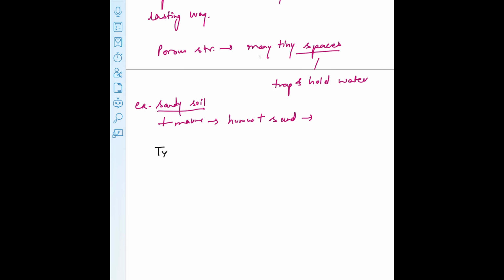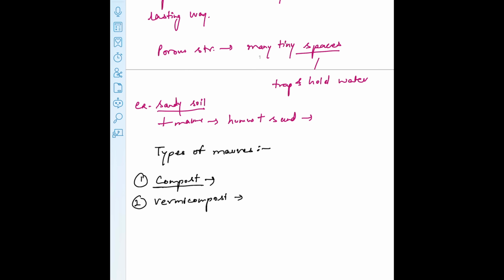And there are many types of manures. First one is compost, which I think we discussed in a previous class. Compost is made by decomposing organic waste like leaves, vegetables and dung. Second is vermicompost. Vermicompost is made with the help of earthworms. We know earthworms are friends of farmers.